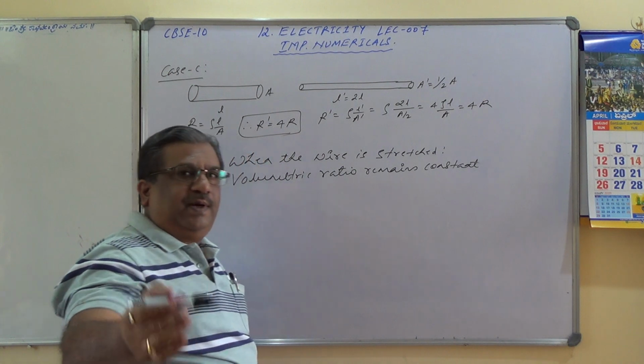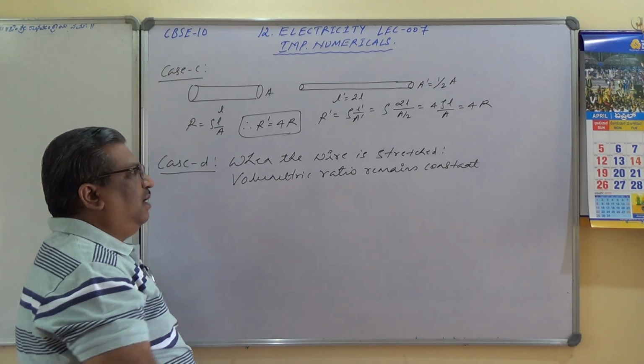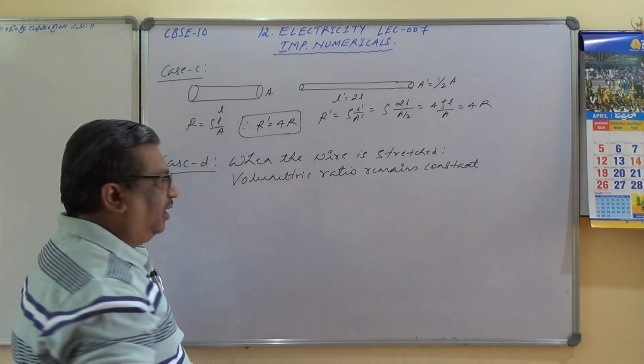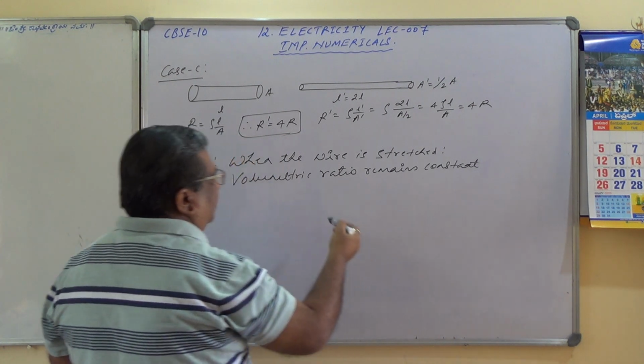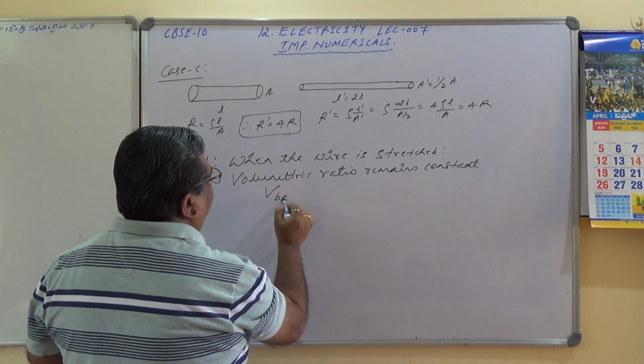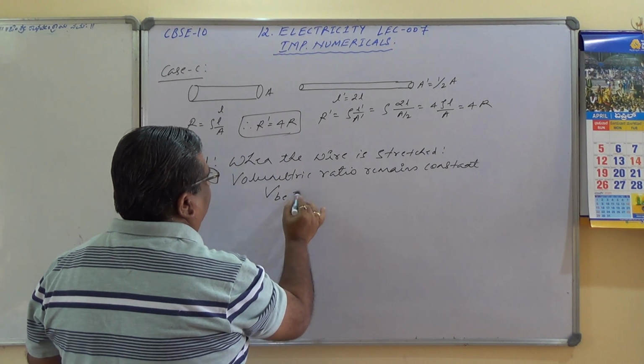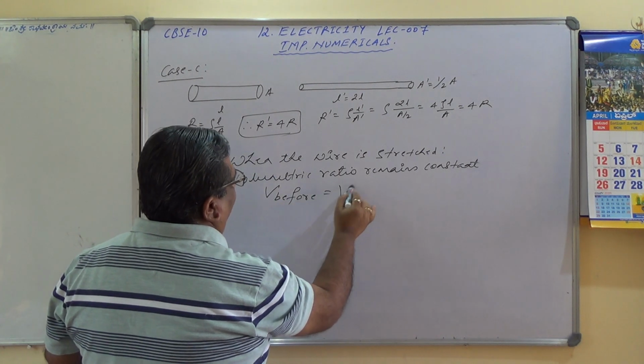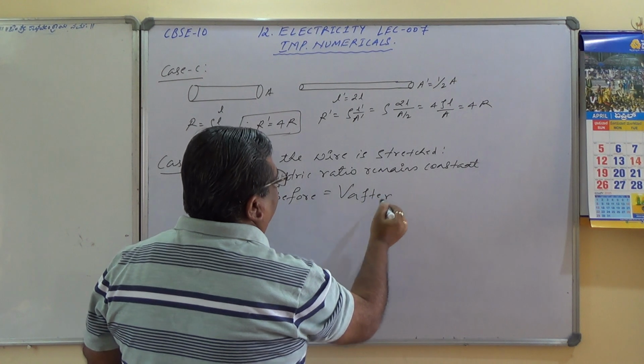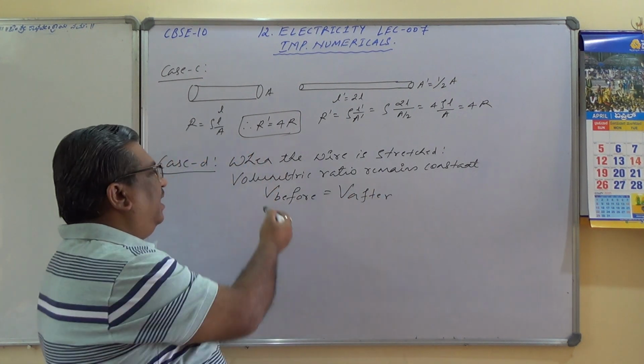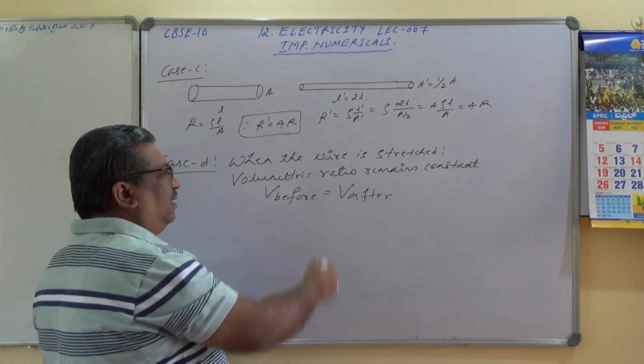What do you mean by volumetric ratio remains constant? Before stretching and after stretching, the volumetric ratio remains constant. Volume before equals volume after. The meaning of this is area into length is volume. Area into length is volume.